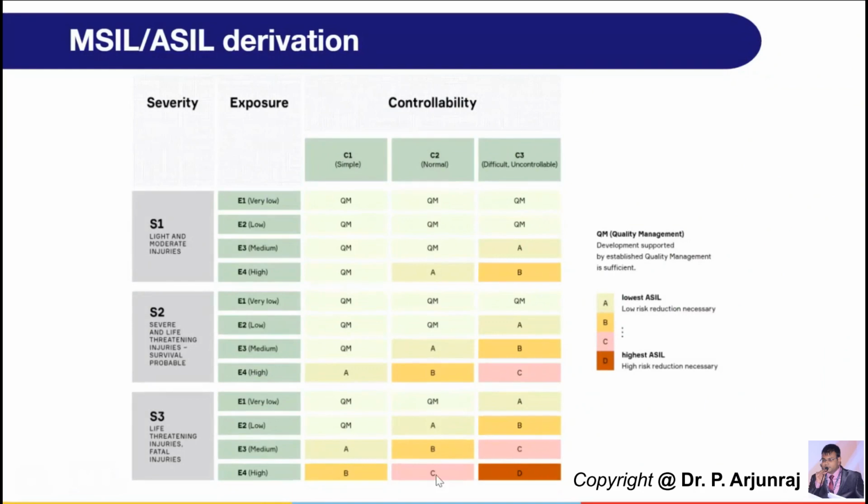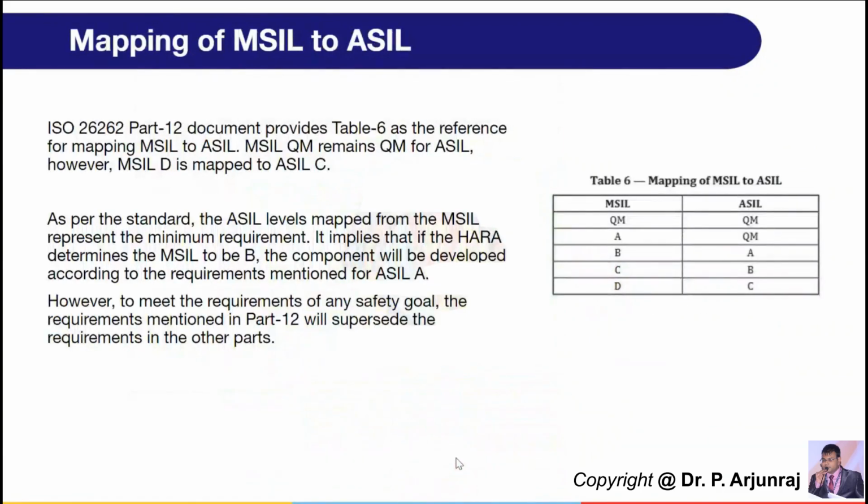Similarly, the highest risk for motorcycle will happen when you have C3, E3, where the probability is going to be medium, and you're going to have S3. Also, if you have S3, and the controllability is going to be normal, and the exposure is going to be E4, even in this case you have ASIL C, which is nothing but MSIL D. So when you're going for a mapping of MSIL to ASIL, you have QM A, B, C, D.